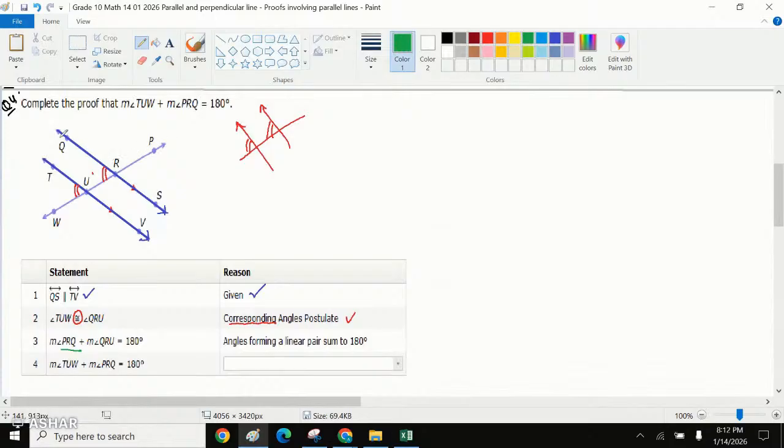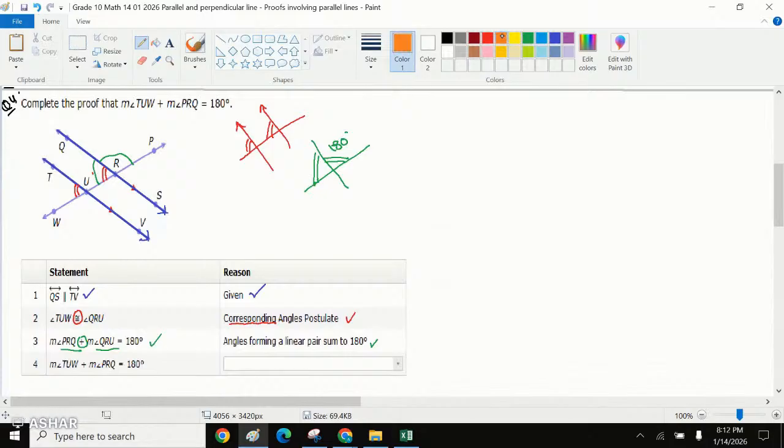PRQ, this angle, plus QRU, plus this angle. That means on a straight line, if we are given this angle and this angle, the sum of these angles should be 180. Sum to 180. That's agreed, right?